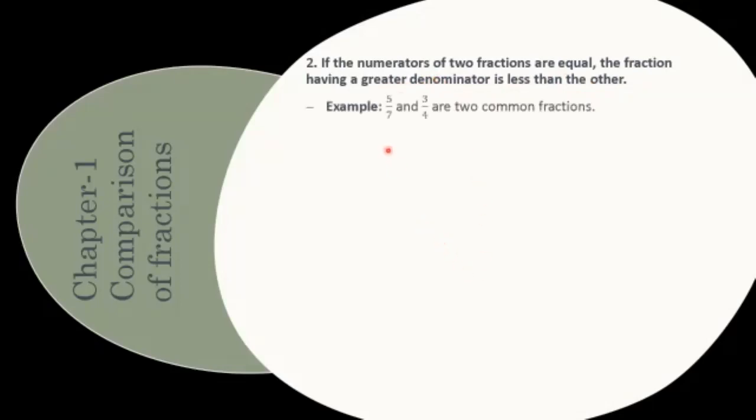This is the example, and the same example we will use. 5 divided by 7 and 3 divided by 4 are two common fractions. Now the LCM of the numerators 5 and 3 equals 5 multiplied by 3 equals 15. That means at first we just find out the LCM of the numerators.